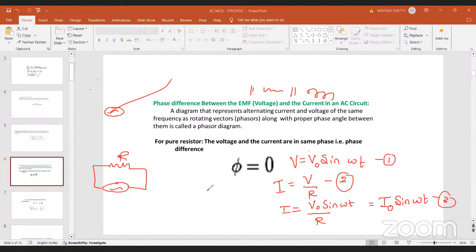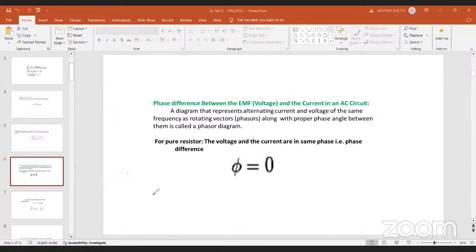Yes. So now, by seeing equations 1 and 2, we see only sin omega t. We are not seeing in any of the terms sin omega t plus pi by 2, or sin omega t plus pi by 4, or sin omega t minus pi by 2. So what is the meaning of this? That is, there is no phase difference. There is no phase difference when you have only a resistor in the AC circuit.